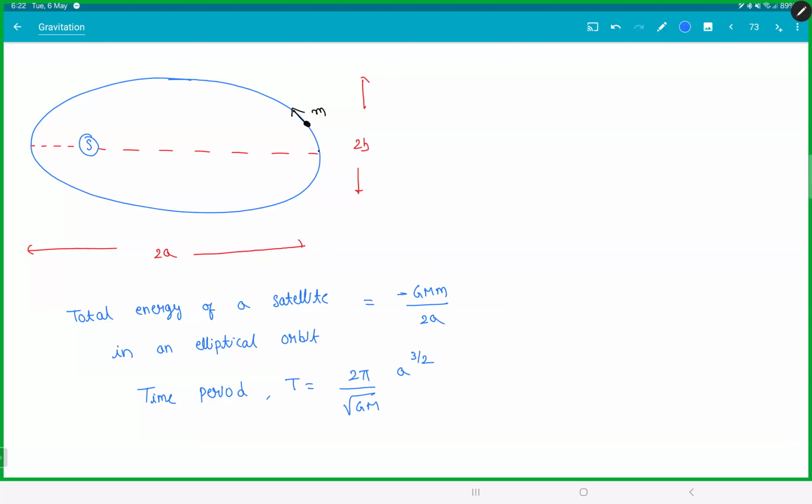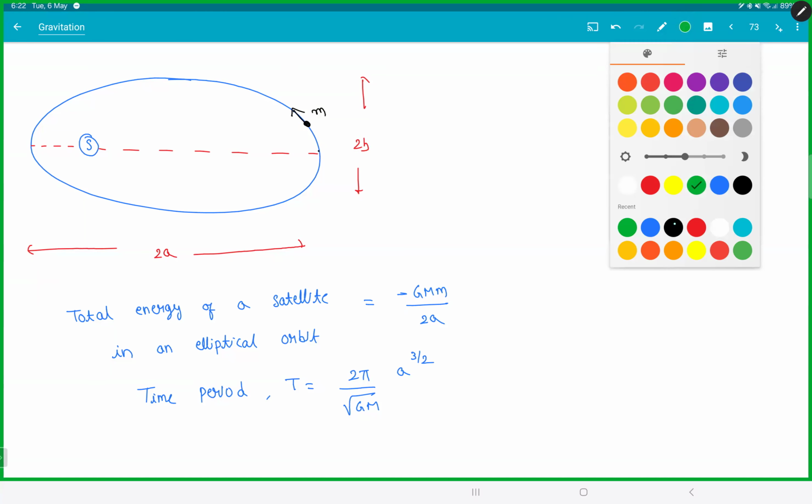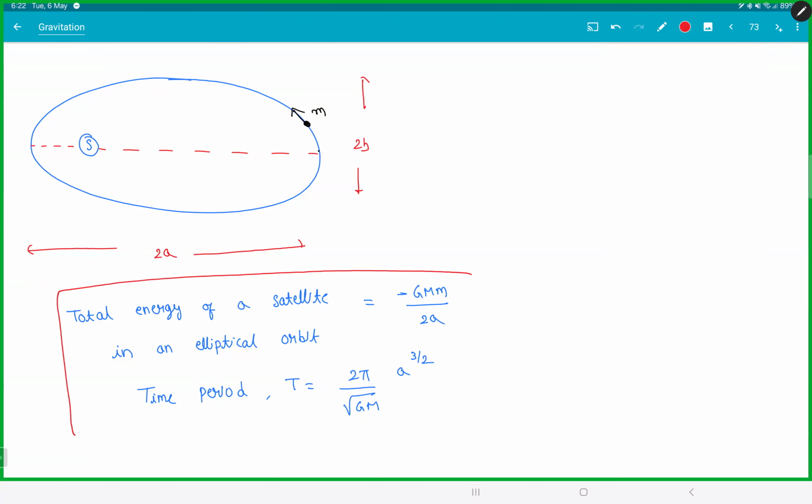And that will be 2 pi root GM a by 3 by 2. Now, if you notice something here, both of them are independent of b. Quite an important result. This will be direct questions. It doesn't matter what is the value of b.